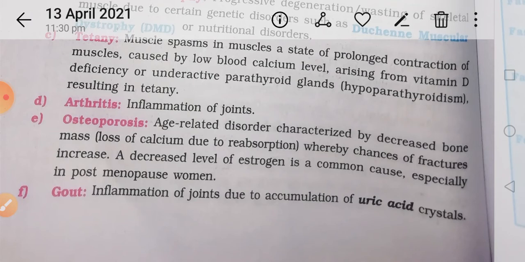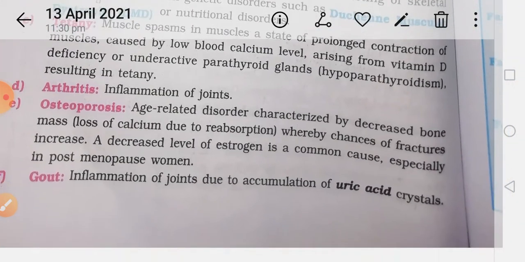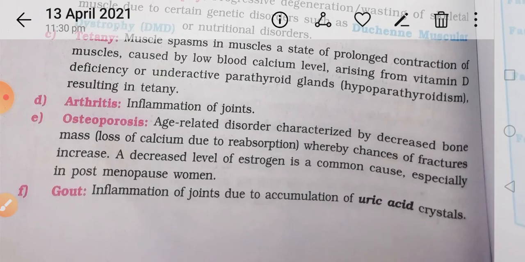Okay, next, arthritis. Itis means inflammation, and arth means joints. So arthritis is inflammation of the joints. Next, osteoporosis, an age-related disorder characterized by decreased bone mass and loss of calcium due to reabsorption. Due to age factors, the calcium is unable to be reabsorbed again, so there is loss of calcium, whereby the chances of fractures increase.